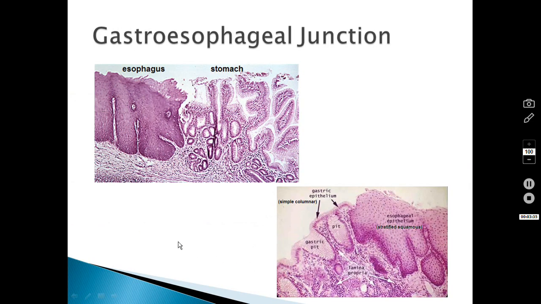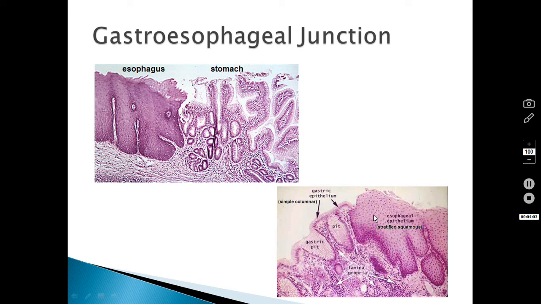If we look at the gastroesophageal junction, this is where the esophagus meets the stomach. So the junction is actually right here. It's that very abrupt stop from the stratified squamous epithelia of the esophagus to the simple columnar epithelium of the stomach.